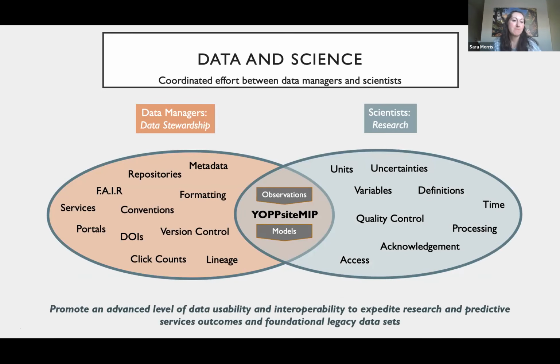Thanks. So the MODF and the YOPP-SIMP originated from this concept of coordinating data managers and scientists alike in an effort to create and generate model and observation files. For YOPP-SIMP, we've identified 2 special observing periods: February to March 2018 and July to September 2018. These files are expected to promote data usability, hopefully expedite the research process, and generate these legacy data sets called MODFs.